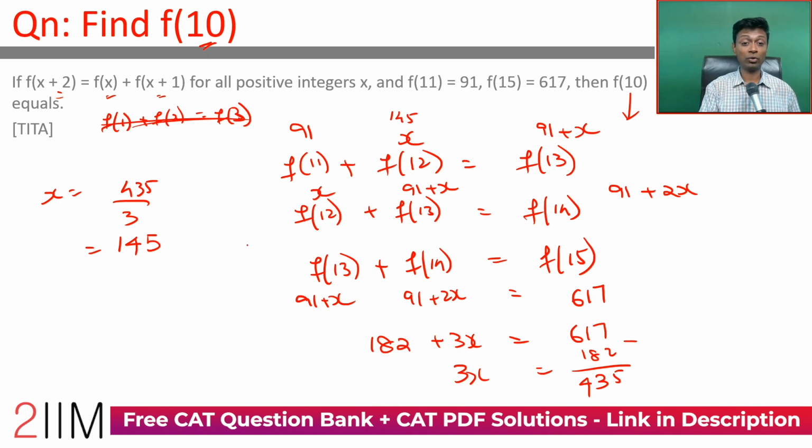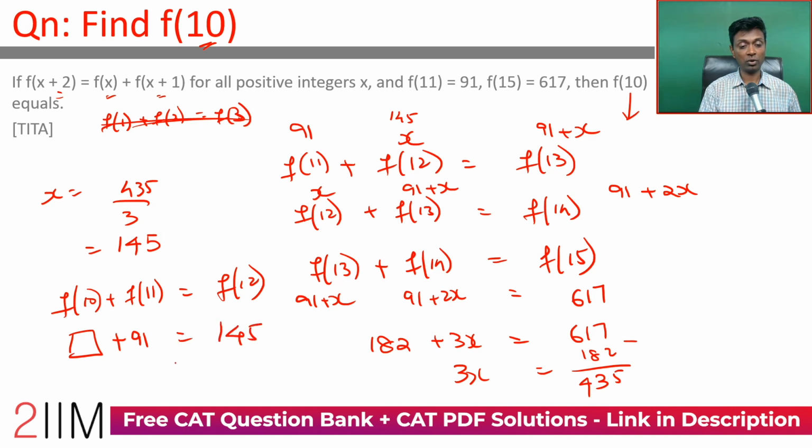We need to find f of 10. f of 10 plus f of 11 is f of 12. So this number plus 91 equals 145, or this number is 145 minus 91, which is 54. f of 10 should be 54.